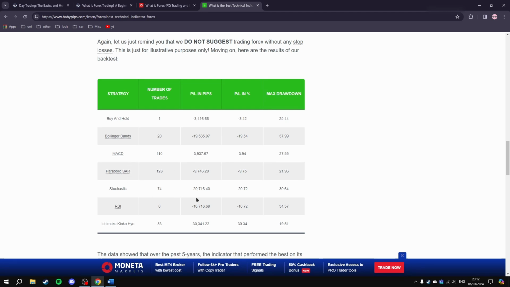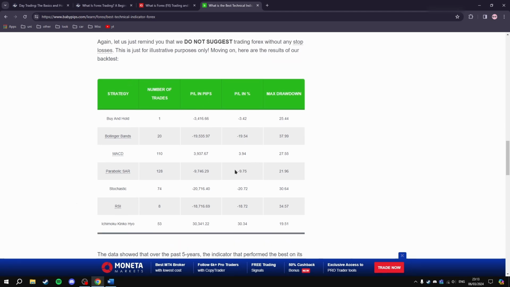Stochastic, 74 trades done, minus 20,716. Oh no, minus 20.72%, 30.64 max drawdown. Relative strength index, 8 trades were made, minus 18,716, minus 18.72%, 34.57 max drawdown. Ichimoku Kinko Hyo, 53 trades were made, 30,341 profit in pips. That's not bad at all. 30.34% in profit and 19.51 maximum drawdown.